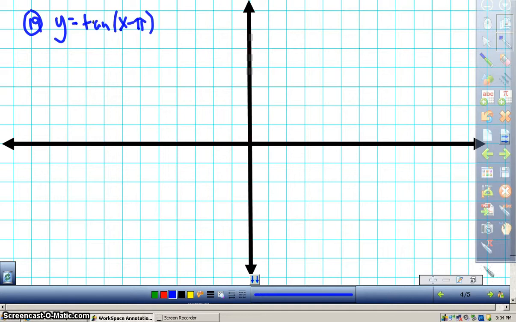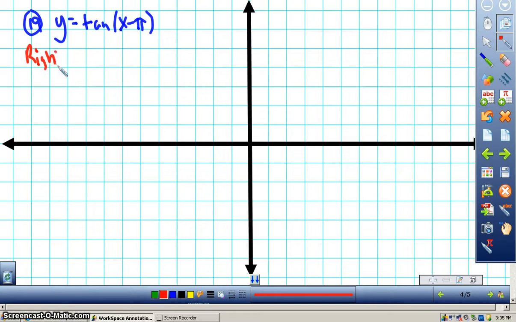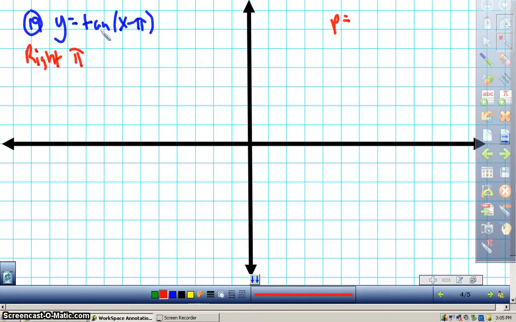Alright, let's look at another one. This is a tan one, and this time it has a phase shift of right pi units. So let's go ahead and get the period. The period is just pi, and that's because b is 1. We don't have a vertical stretch, a is 1.